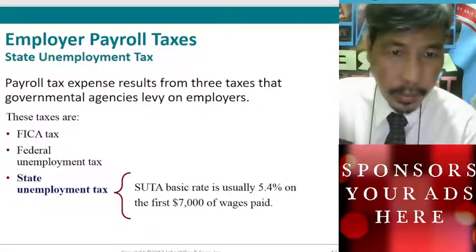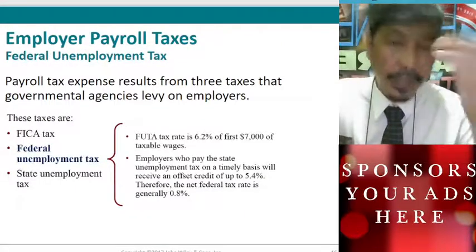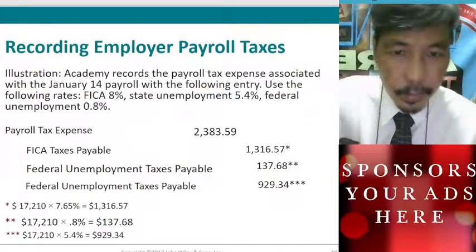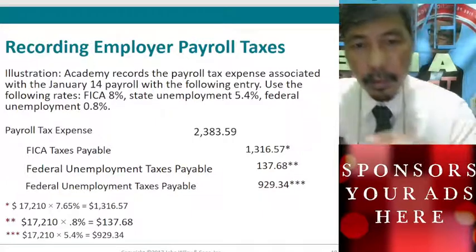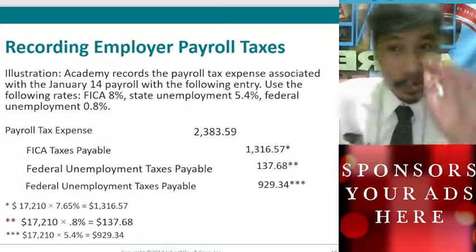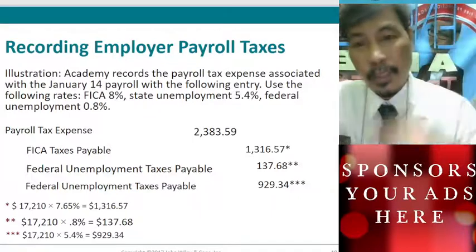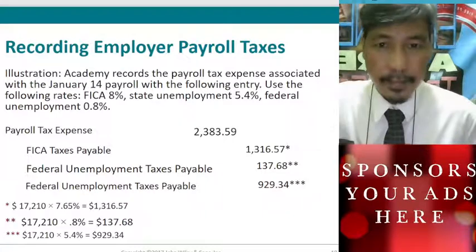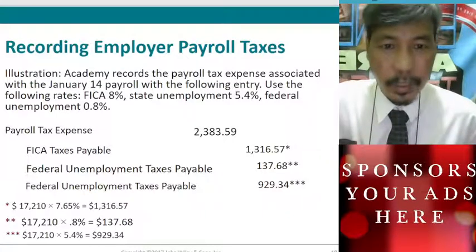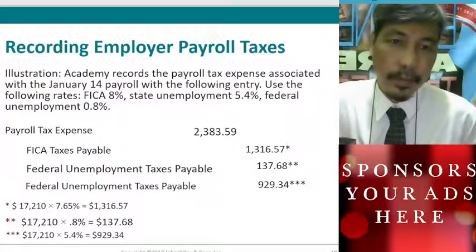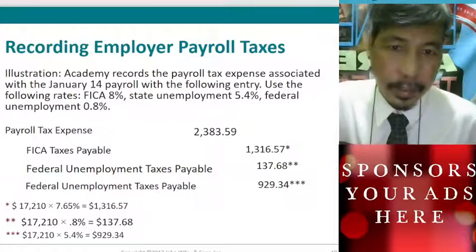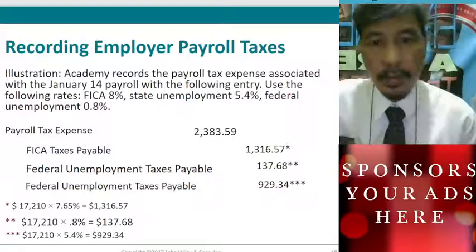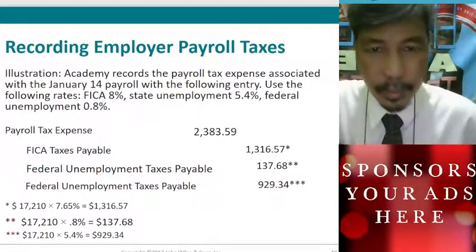So that is here. Federal is 6.2. Just like what I noticed in the previous slide, FICA is the highest tax payable because it is 7.65, while the state is 5.4 and the federal is 0.8.